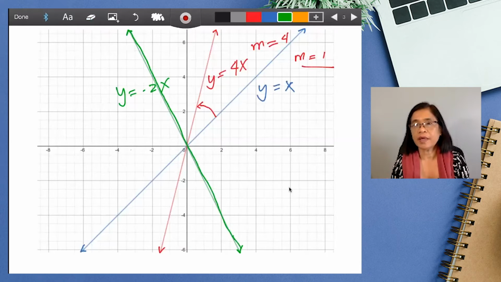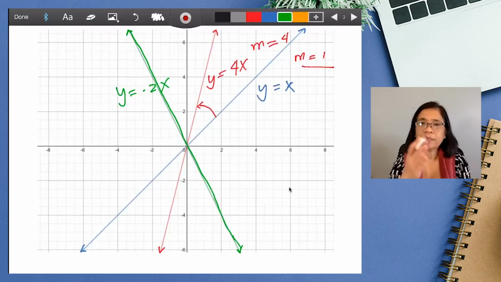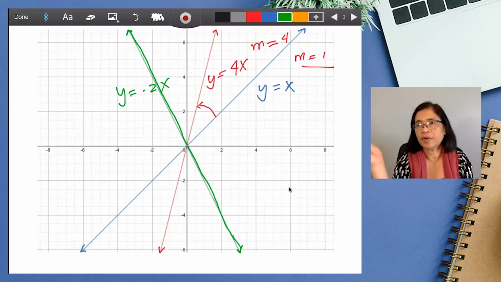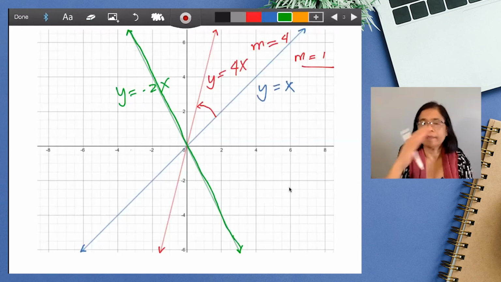So to summarize, the effect of changing the value of m on the graph of a linear function is on the steepness of the line. As you increase m from 1 to 4, the line becomes steeper. And when the slope of the line changes from positive to negative, the line changes from rising to falling.